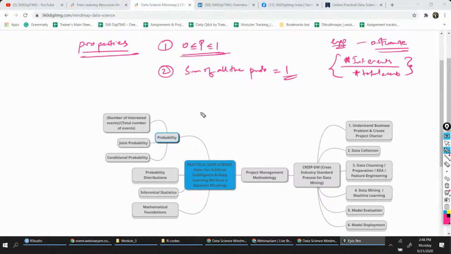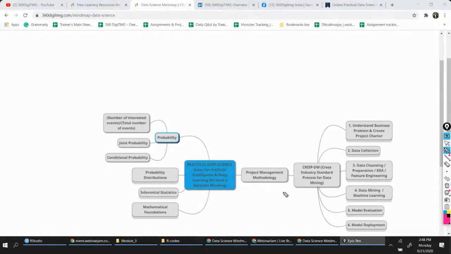All right. So we discussed probabilities. Now there is something called conditional probability. Let's talk about it briefly. We're not going into details.